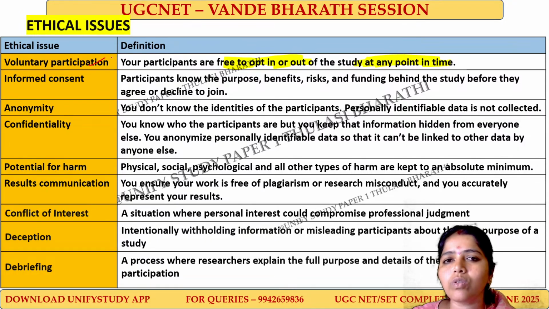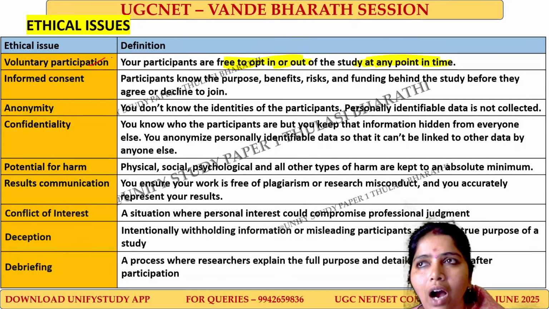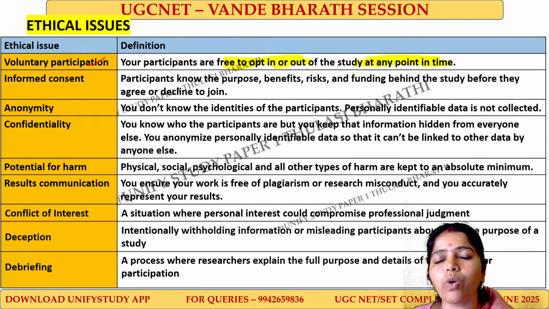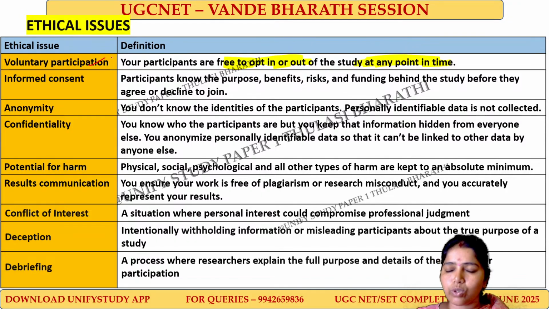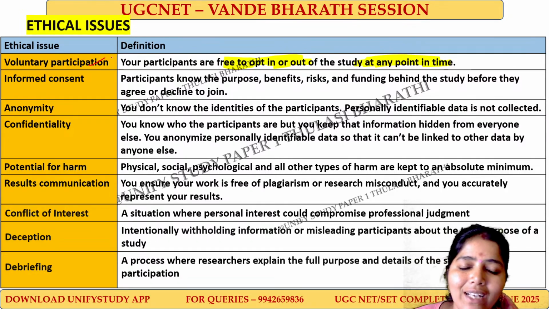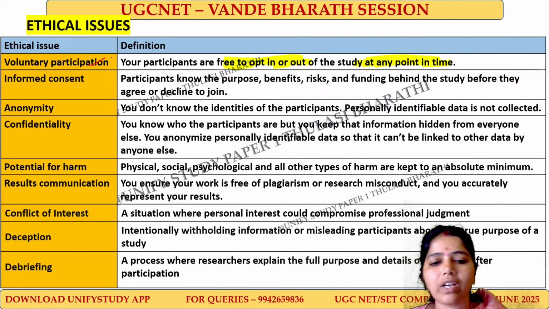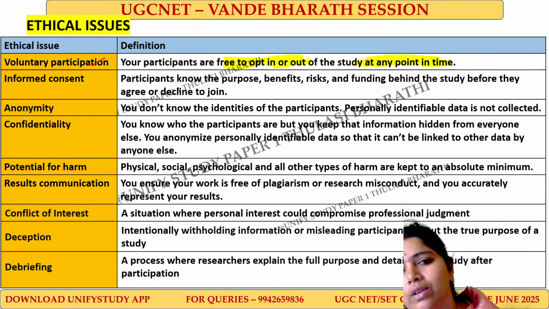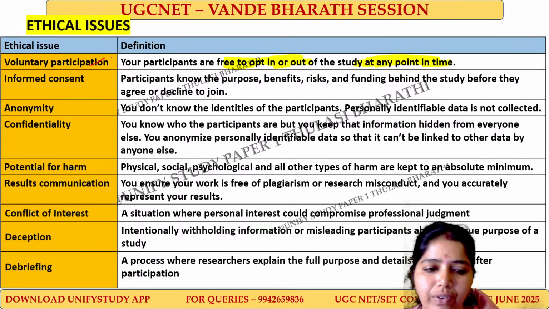Potential for harm: nothing should be harmed in a physical, psychological or social way. Results communication: whatever I have found out through the scientific way, I have to communicate in a proper way, and it should be accurate also. Next, conflict of interest: whenever I compromise professionalism, there is a conflict of interest.